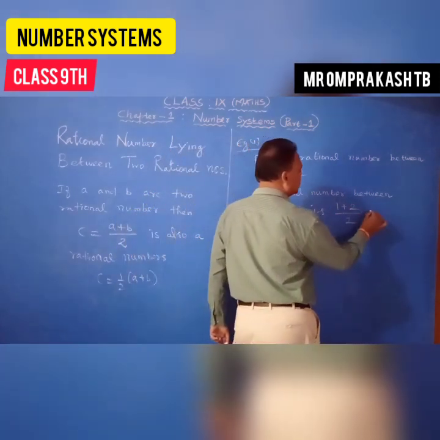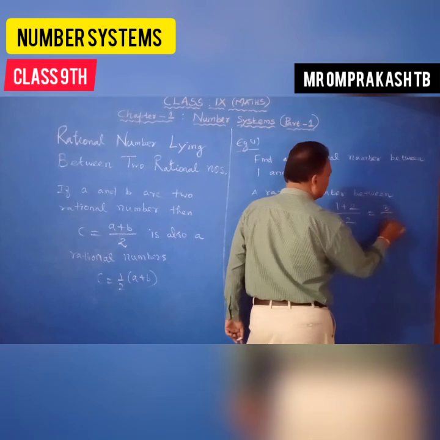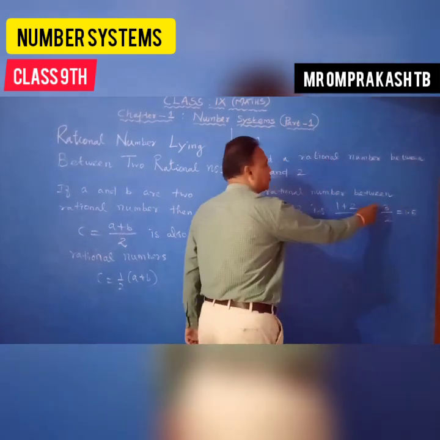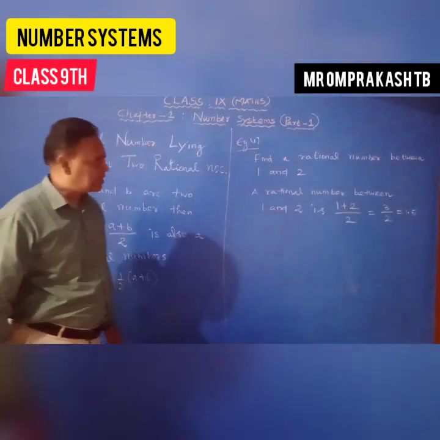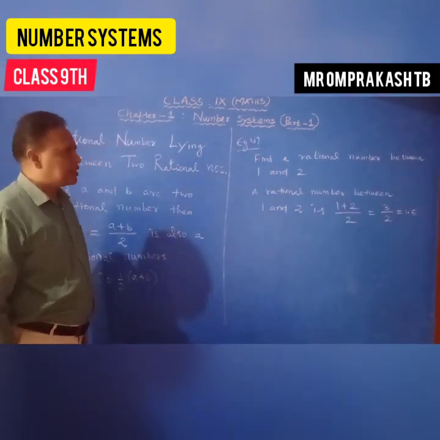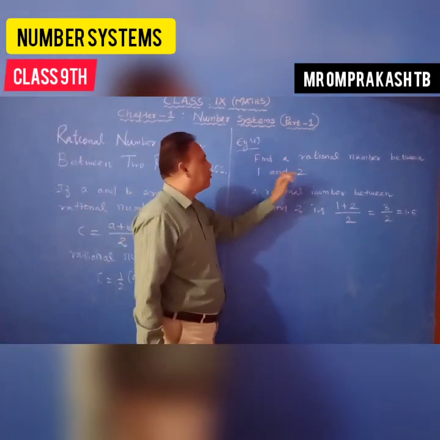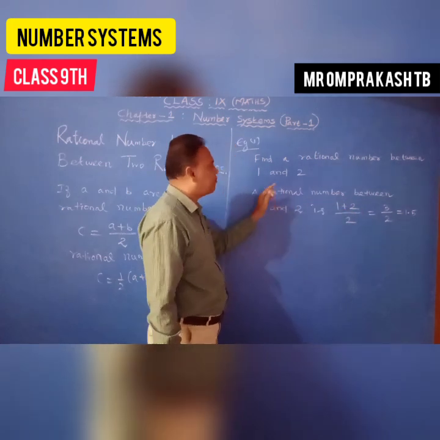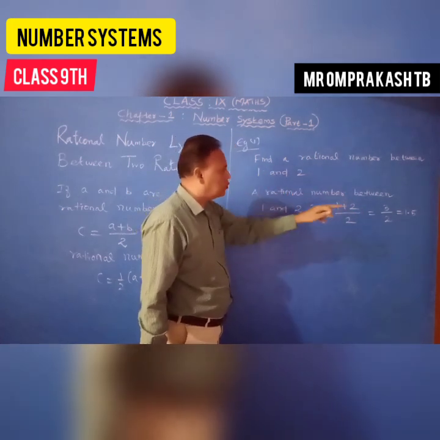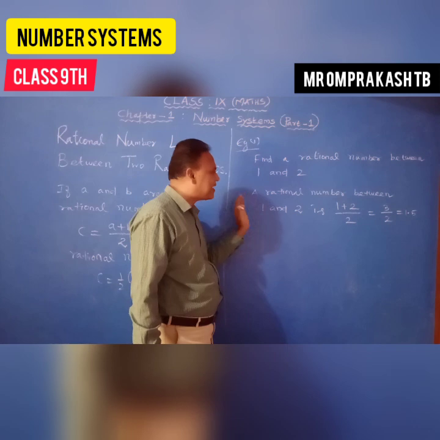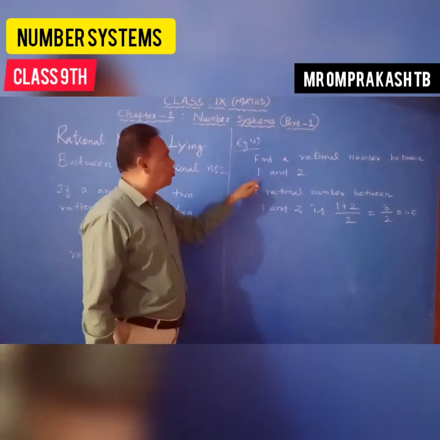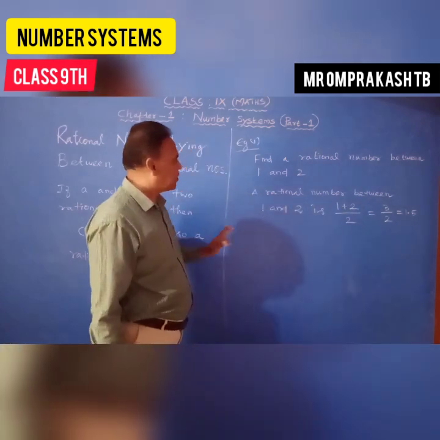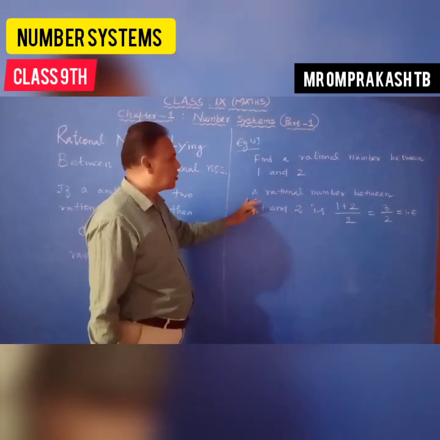Here, how much will you get? 3 by 2. That is how much? 1.5 in decimal form. Actually 3 by 2 is the fraction, but you can write it in decimal form. You see, you get the exact middle value of 1 and 2. Here 1.5 is the middle value of 1 and 2. Understand? That's why finding a rational number between two rational numbers is a very simple way. Clear? Sometimes in one more question they may ask.